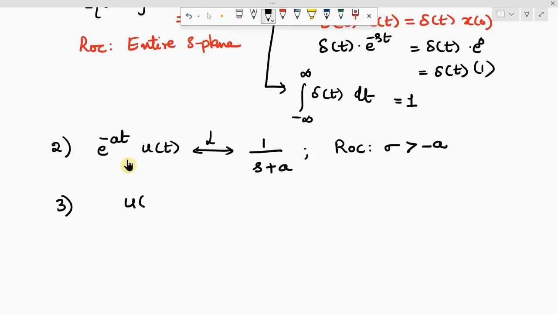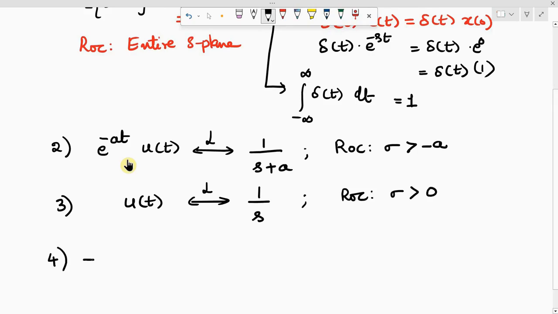Now, can you tell me the answer for u of t? Simply, in the second result, you can substitute a equal to 0. Then e power of 0 becomes 1, and you will get u of t. So that means 1 by s. Now, what will be the ROC in this case? Sigma greater than 0.